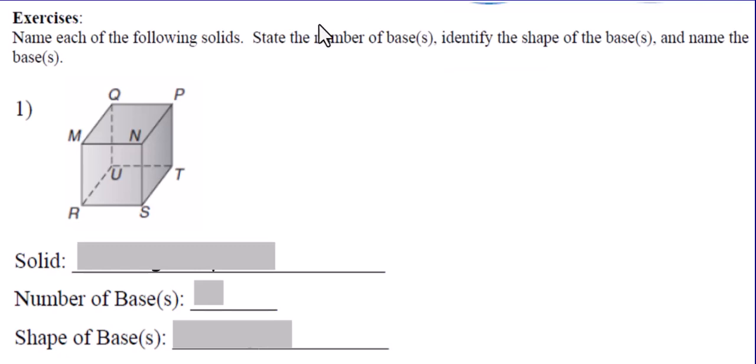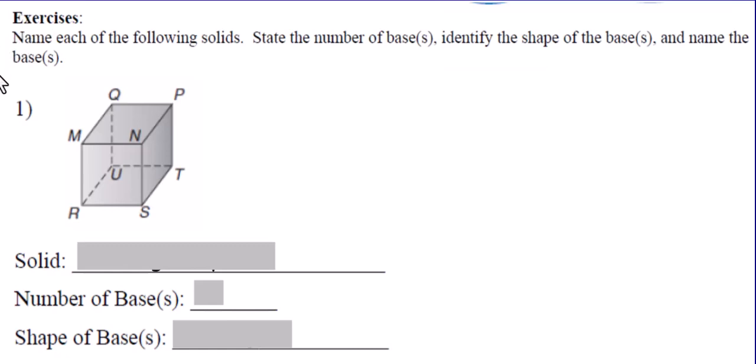So what we're going to be doing in the next several examples is naming the solids. It's really important for us to be familiar with what the solid is so that when we go to find the volume or surface area of it, we know which formula to use. We're also going to state the number of base or bases for that shape, because there might be one base, there might be two bases. We'll identify the shape of the base or bases and name the base or bases.